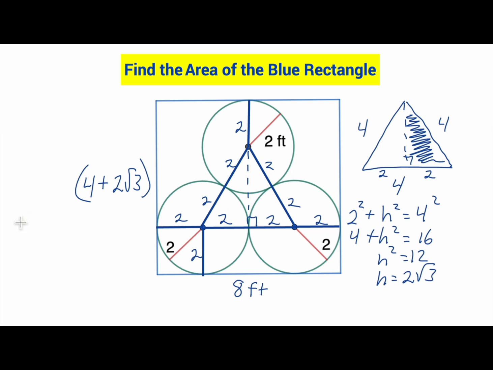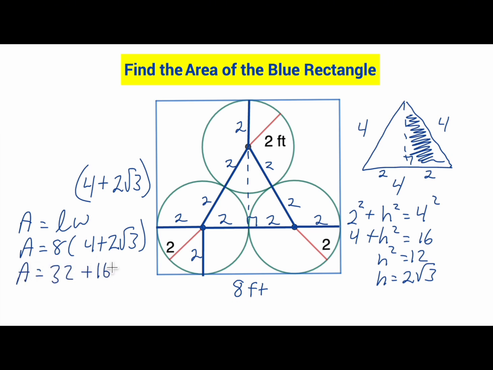And now I'm just going to use the area formula of a rectangle. Area equals length times width. Area equals 8 times (4 plus 2 root 3). So the area is going to be 32 plus 16 root 3, in parentheses, feet squared.